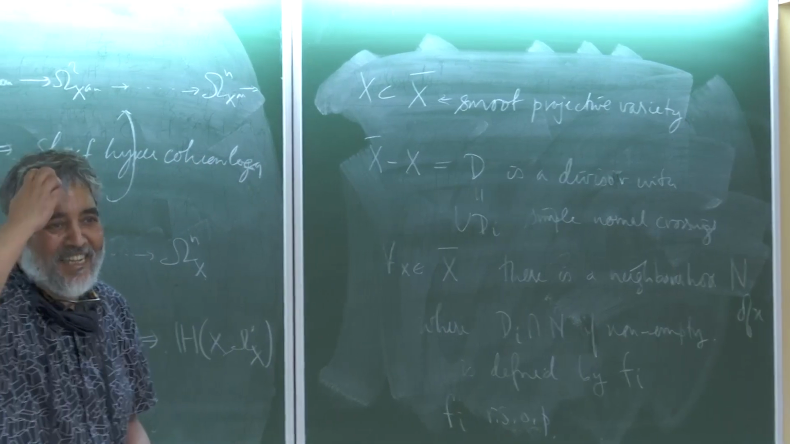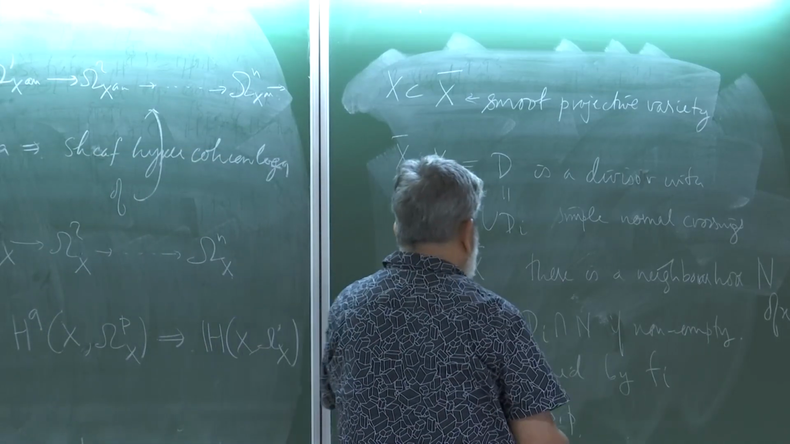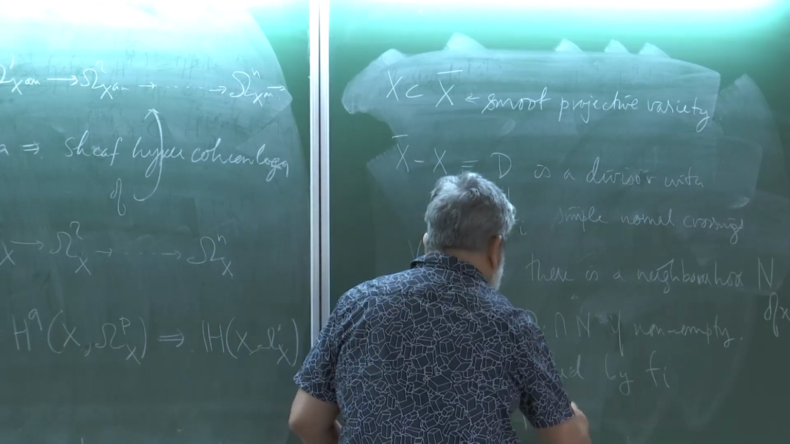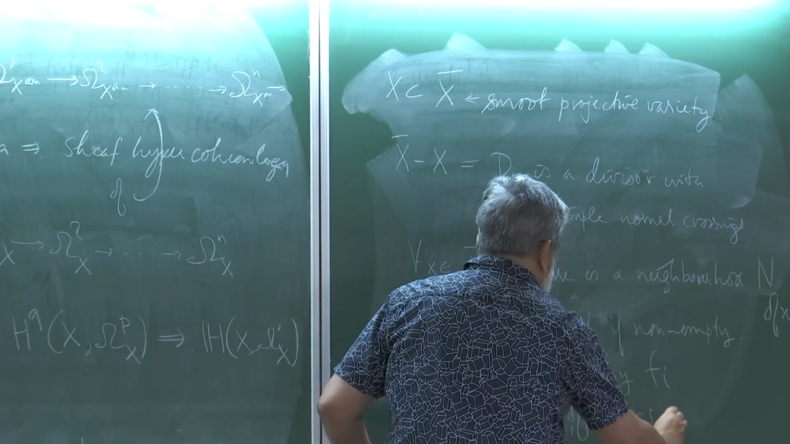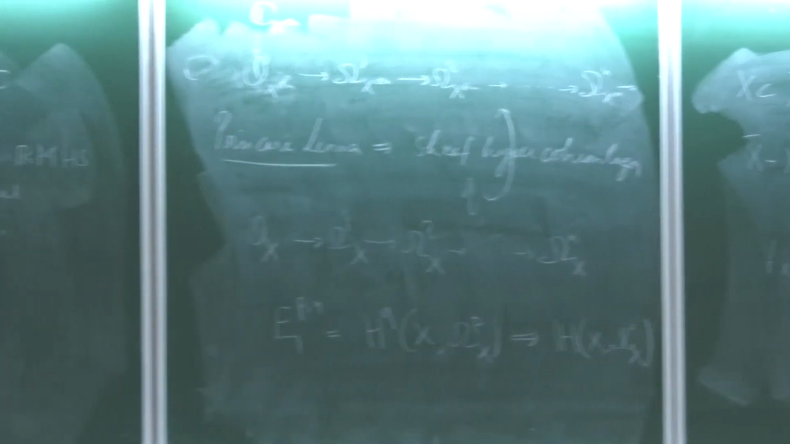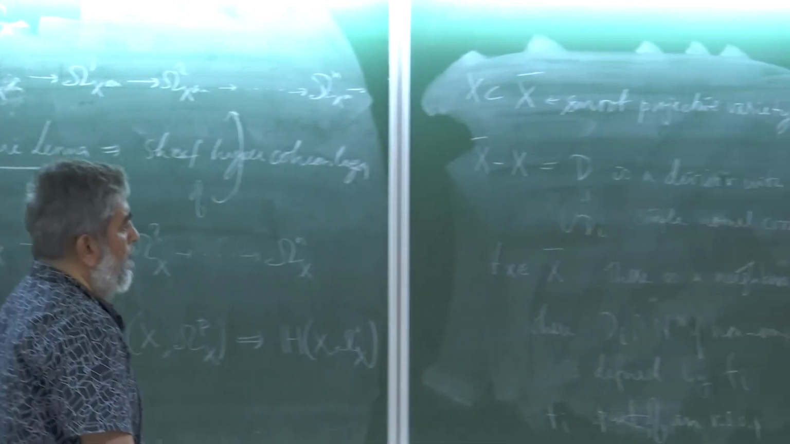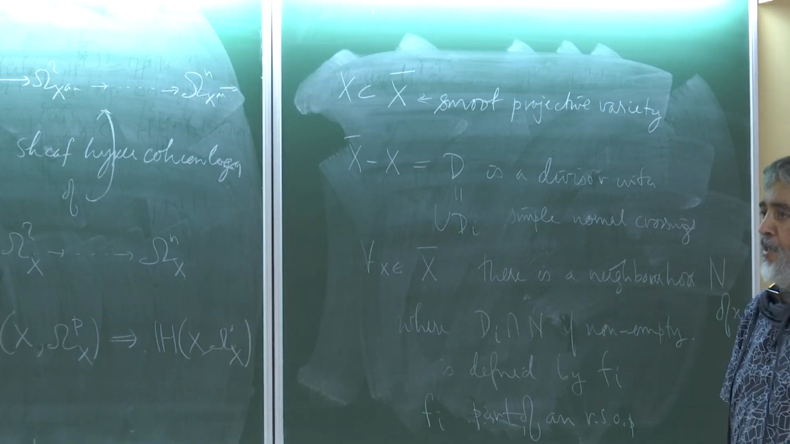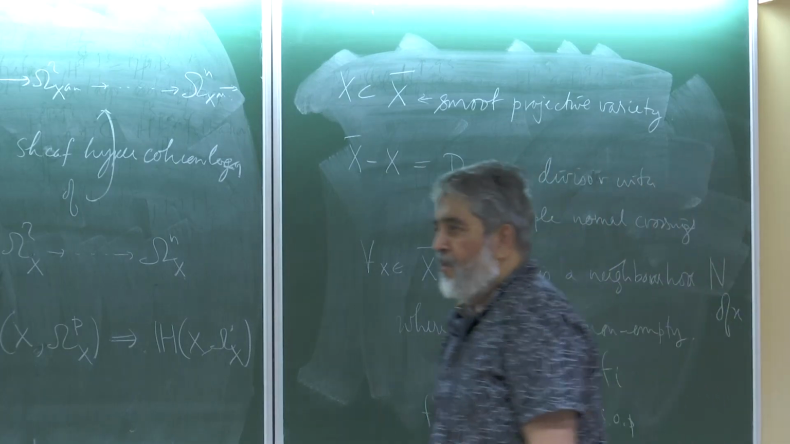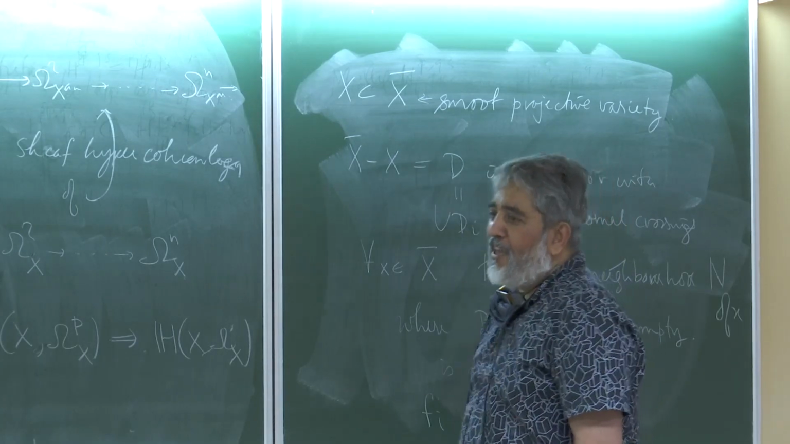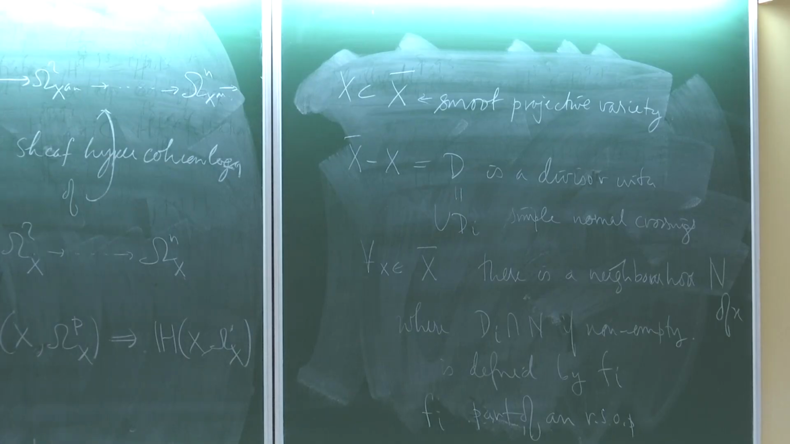You don't like this definition? It's a part of a regular system. So you are demanding that the components are... yeah. Simple normal crossings means that. So this is not allowed. Yeah, you have to blow it up. But it's okay, you are interested only in x. You can do whatever modification outside x that is allowed, but the point is that you are only allowed to modify outside x, which is why I said strong Hironaka.